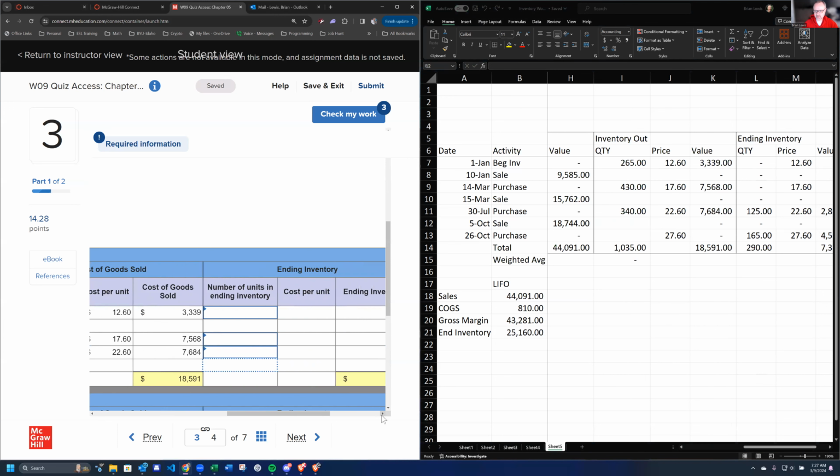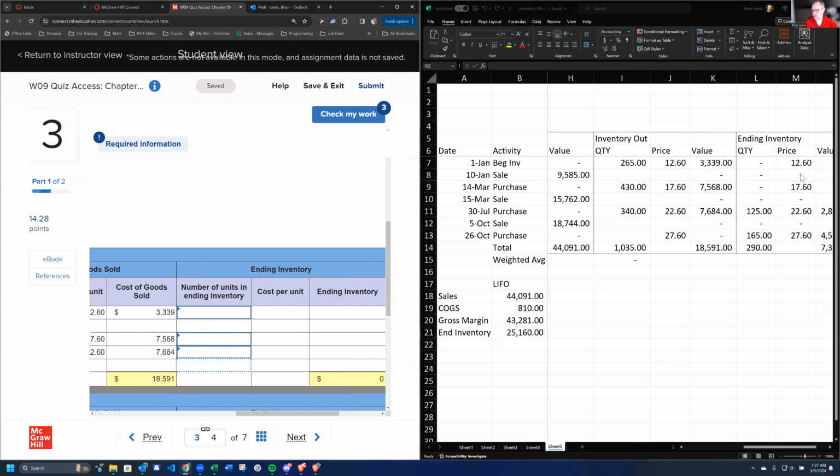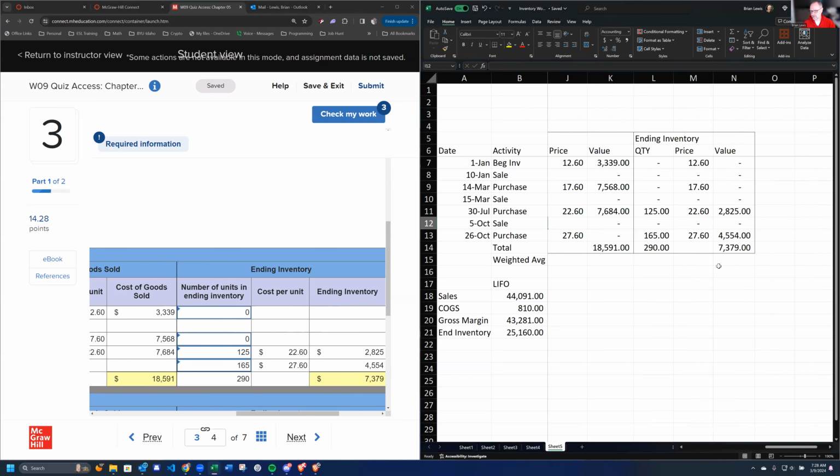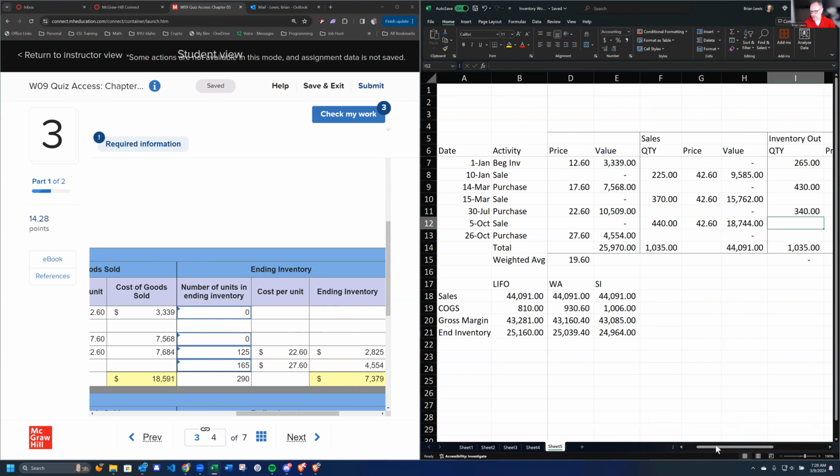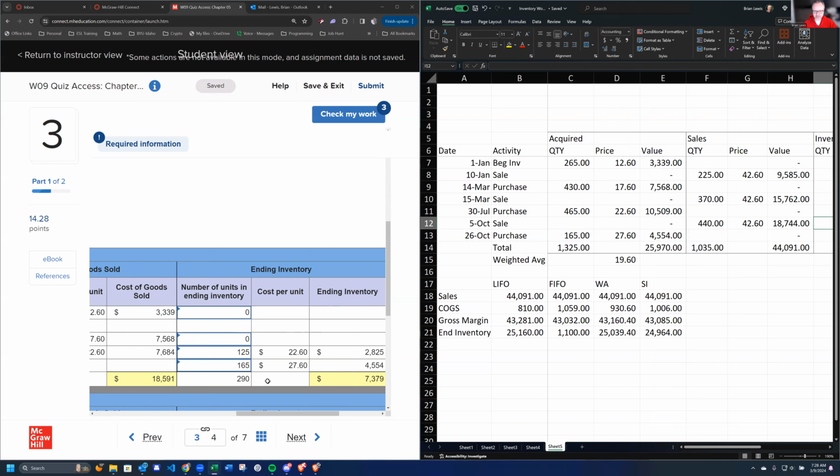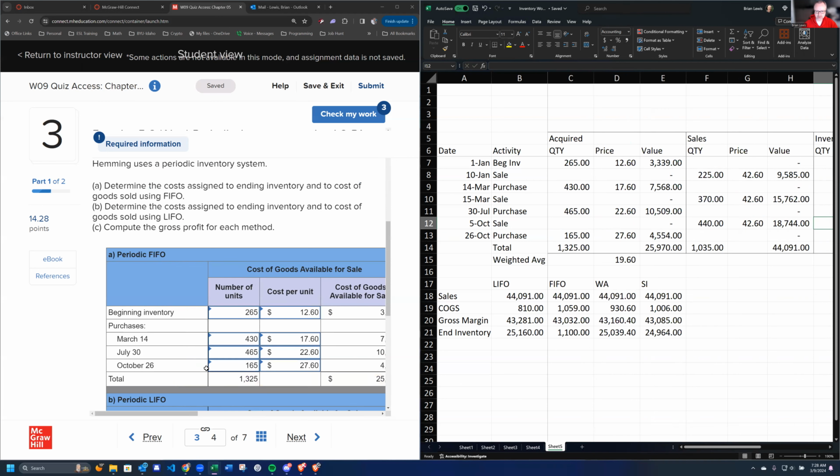And the ending inventory now, we're going to be able to look at this, and this is going to be 0. This is going to be 0, and this is going to be 125, and this is going to be 165. Okay, so now we should have the same numbers over here. Yep, we do. All right, so let's see what else we have on here.